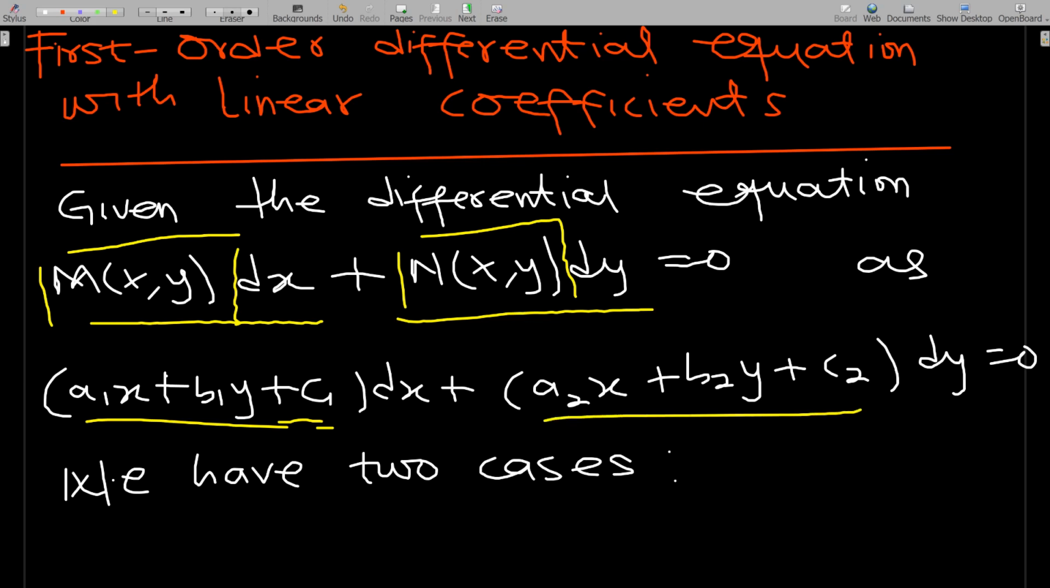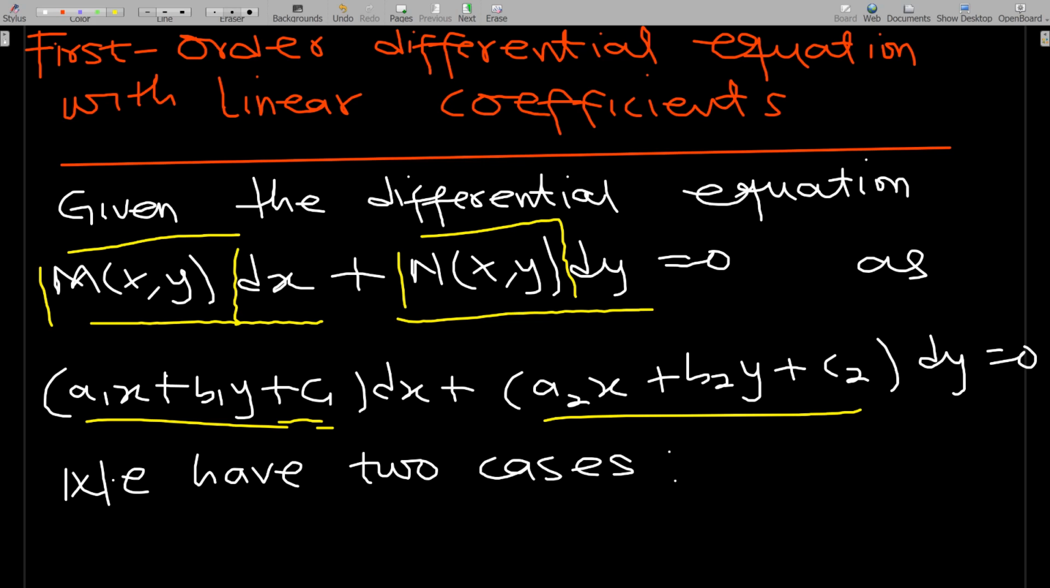Okay, if this is true, like if you don't have any square term or any cubic term or anything like ln of x or something like that, and we have a linear form like this for both M of xy and N of xy, then we have two cases we have to consider. Okay, now how to solve them?